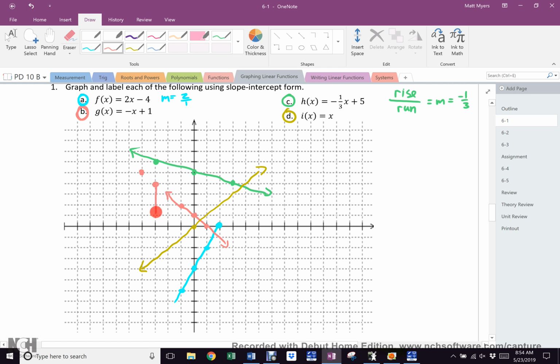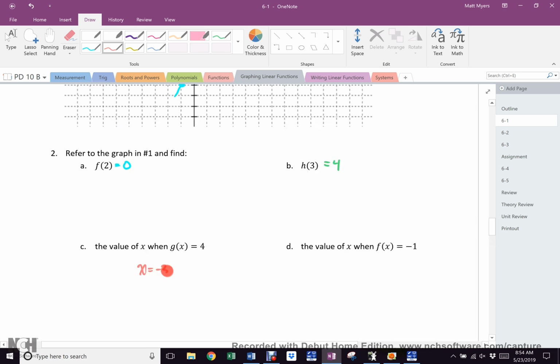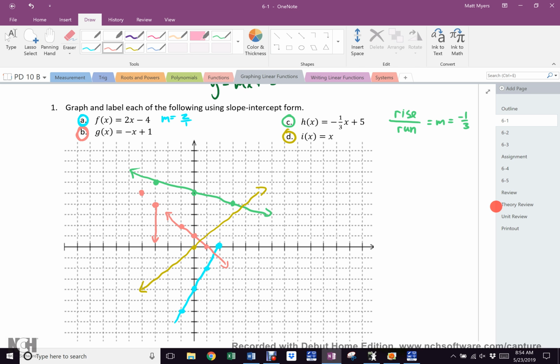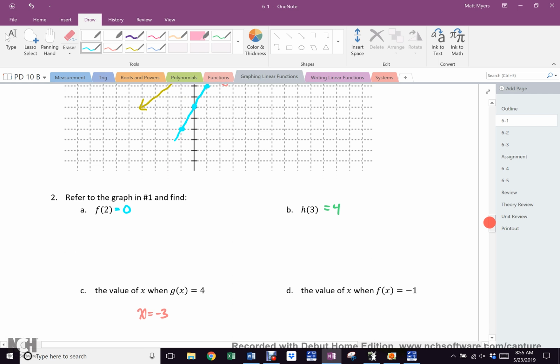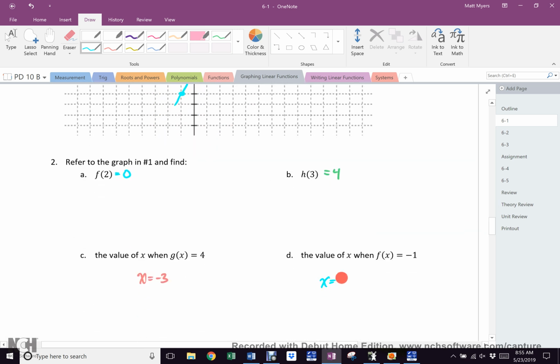So what is my x value? -3. And f of x is -1. Which color line am I using? The blue one. So I go to, was it -1? I'm sorry. f of x is -1. So I go to -1 and I go out and I go up. What's that? No. 2 is right there. Is it 1? It's 1.5. Everybody good?